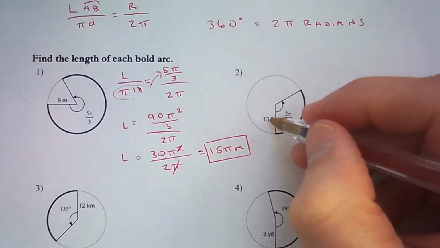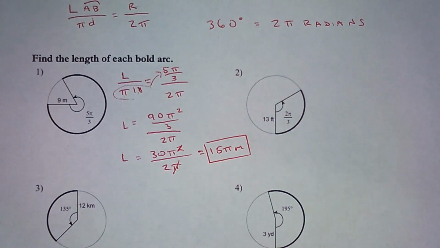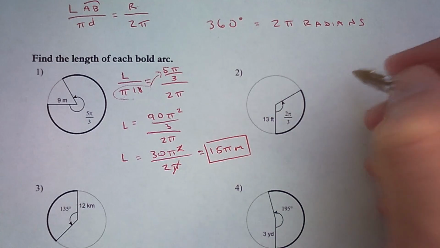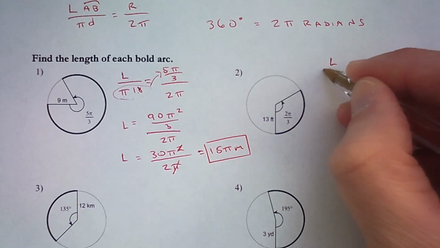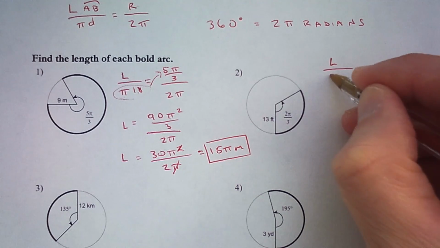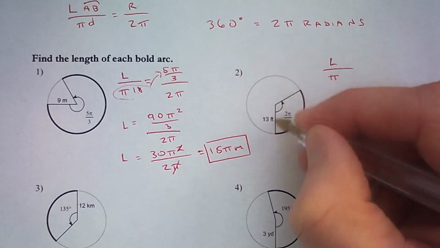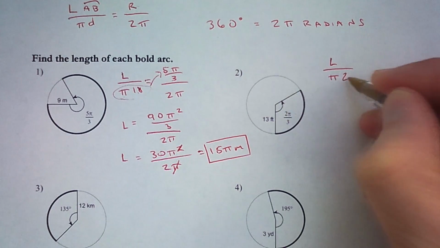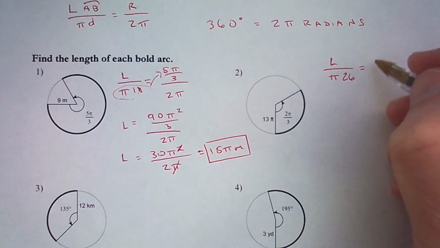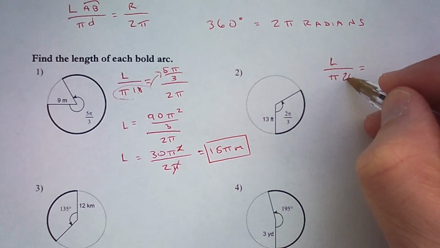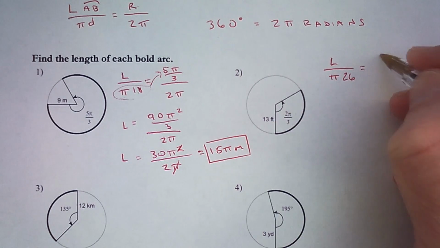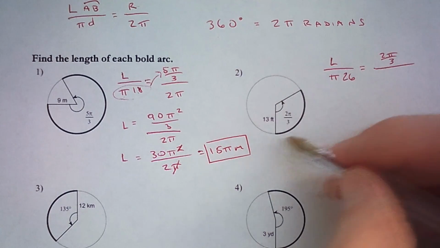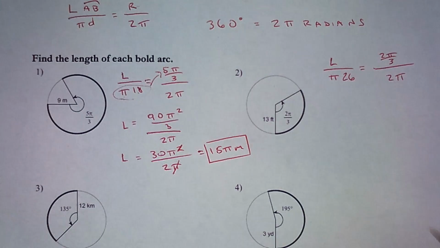Okay, so number 2, I have a measure of 2 pi over 3 radians, and I have a radius of 13. So the arc length is to the circumference, pi times the diameter. I'm sorry, I said area, I meant circumference. The diameter is 26, pi times 26. So the length of the arc is to the circumference, as the measure of the arc, 2 pi over 3 radians, is to the radians of an entire circle, which is 2 pi.